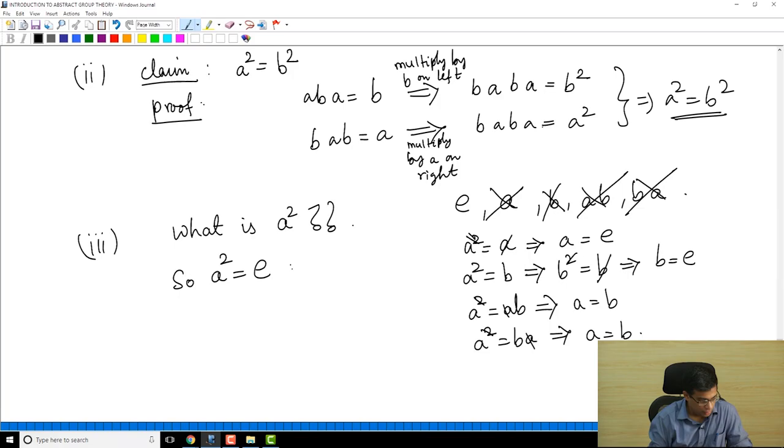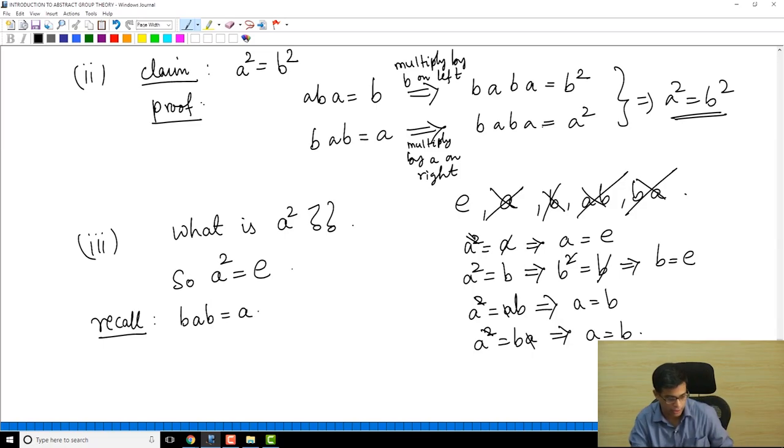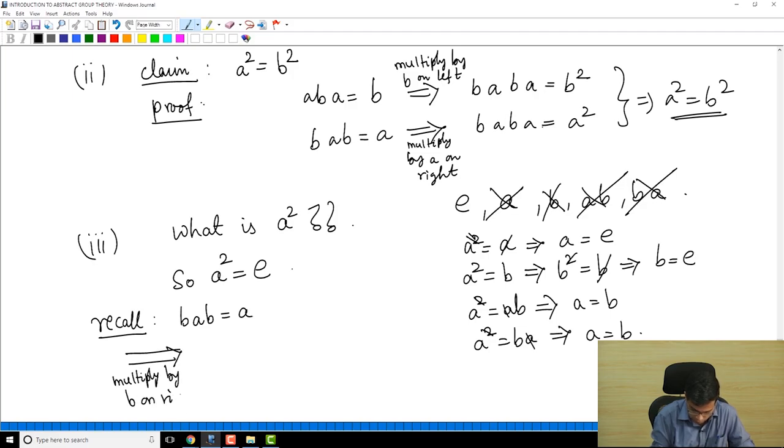Now, if you recall the first part, what we have shown was BAB equals A. This was proved in the earlier part. Now, let us multiply by B on the right. If I multiply B on the right, I get BABB is AB, right? But what is BB? So, this gives me BAB squared is AB.